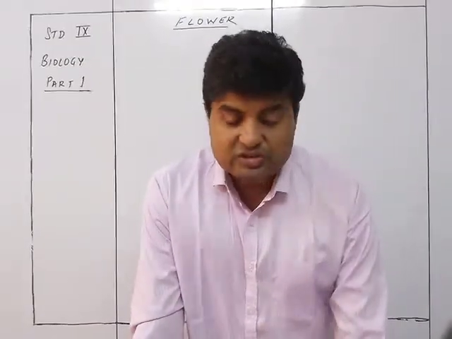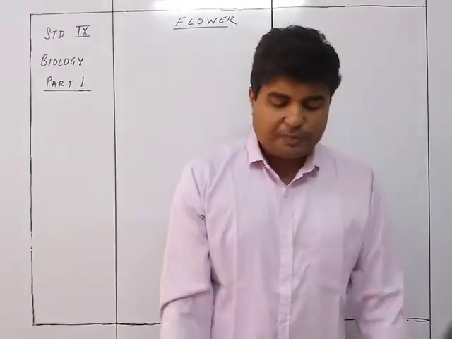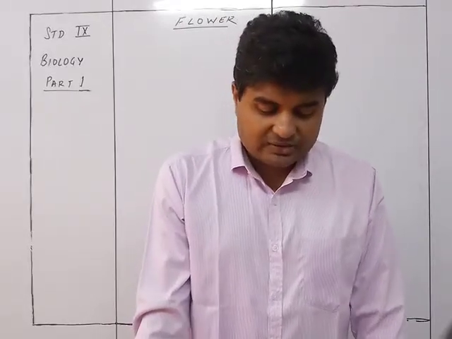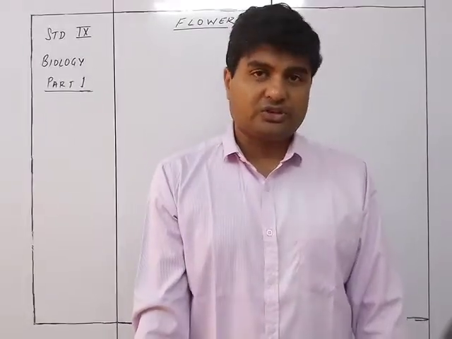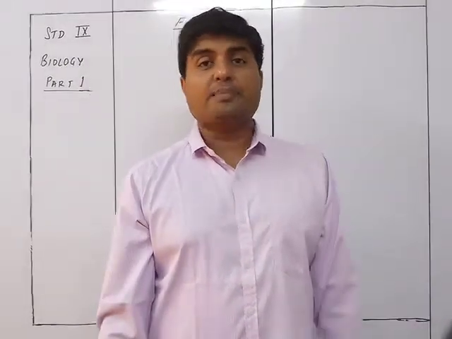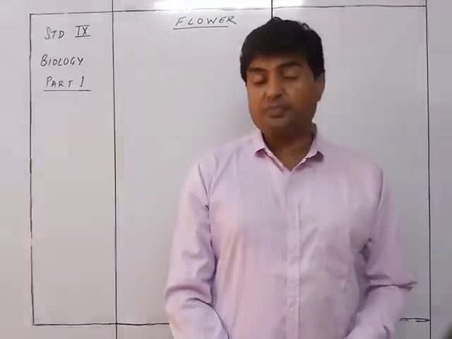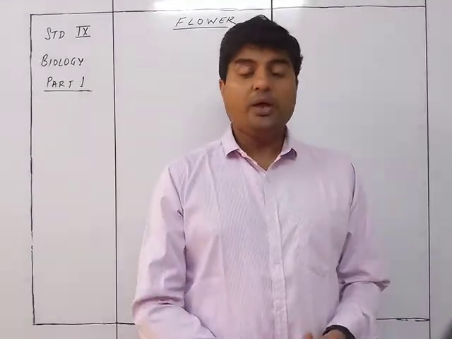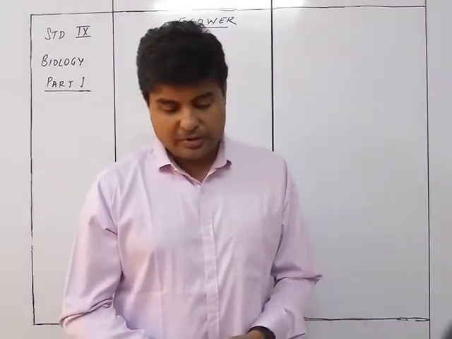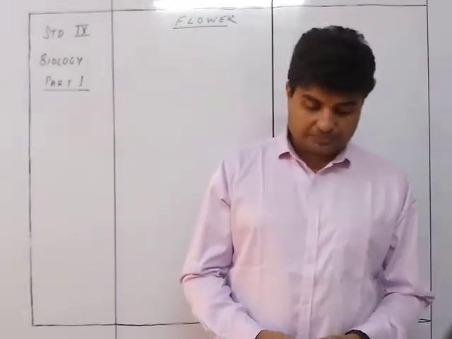Now let's understand the structure of a bisexual flower. A flower is a specialized shoot in which the leaves are modified into floral structures. If we define a flower, we can say it is a specialized shoot where the leaves are modified into floral parts.